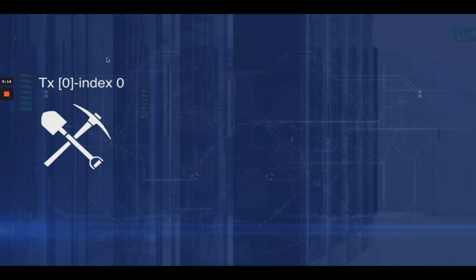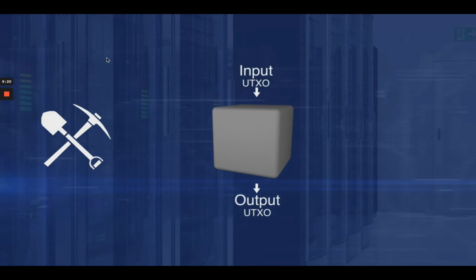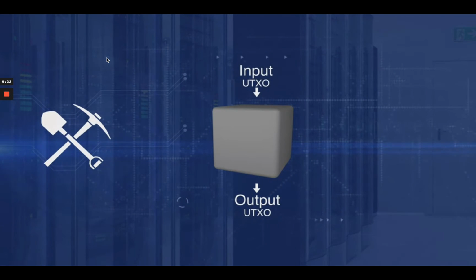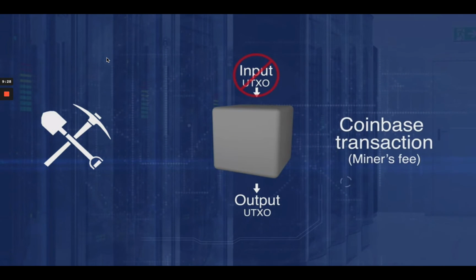Transaction 0, index 0 of the confirmed block, is created by the miner of the block. It has a special UTXO and does not have any input UTXO. It is called the coinbase transaction that generates the miner's fees for the block creation. Currently, the miner's fee is 12.5 BTC for Bitcoin. This is how new coin is minted in Bitcoin.